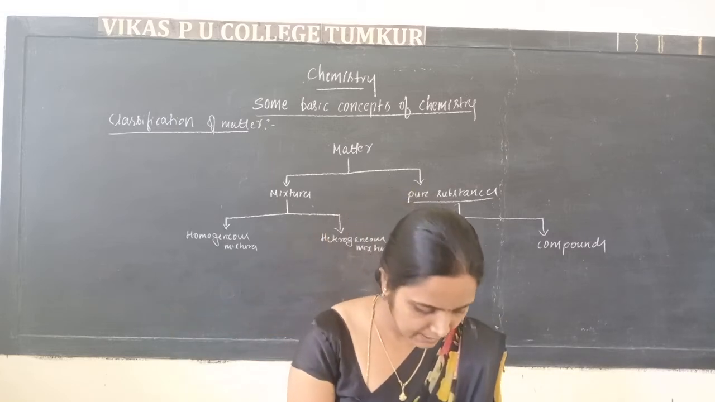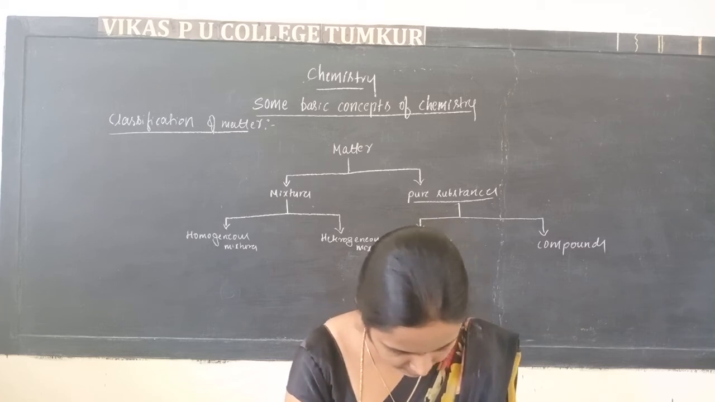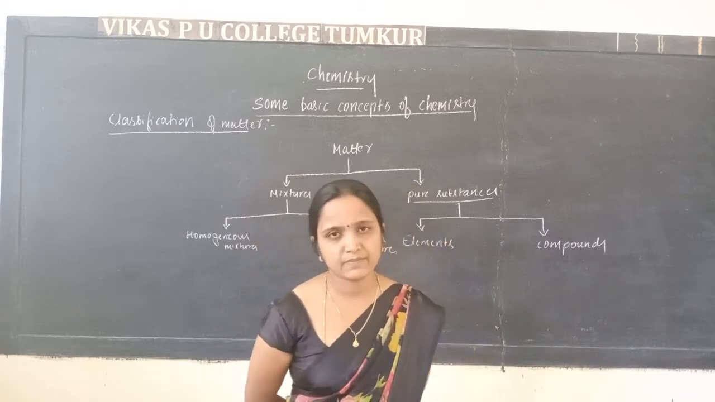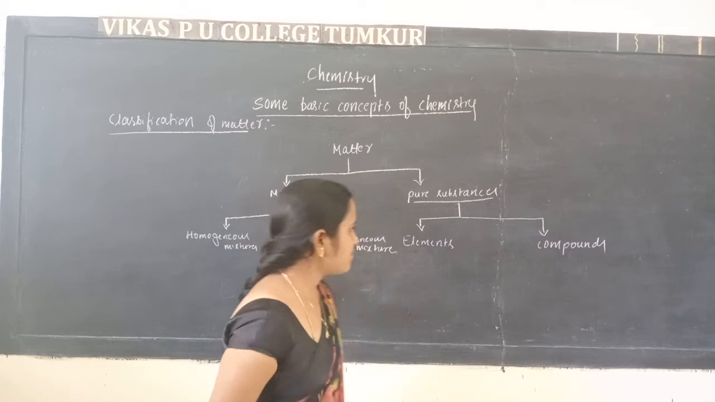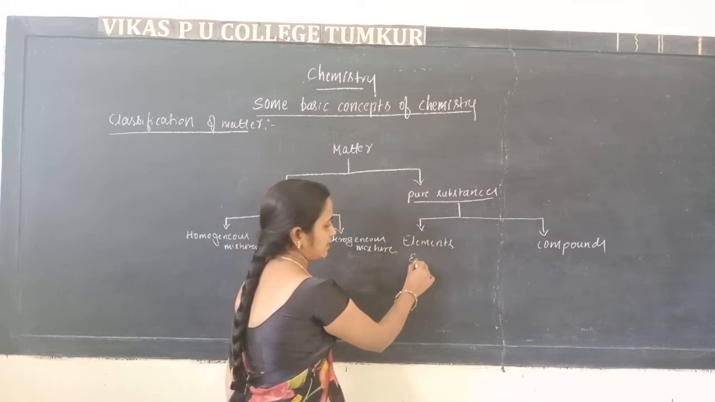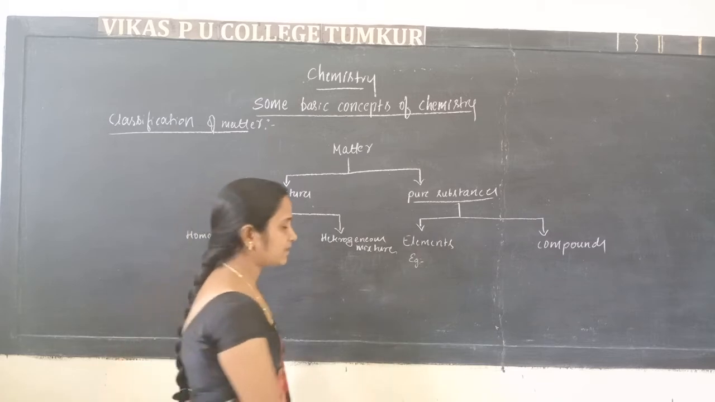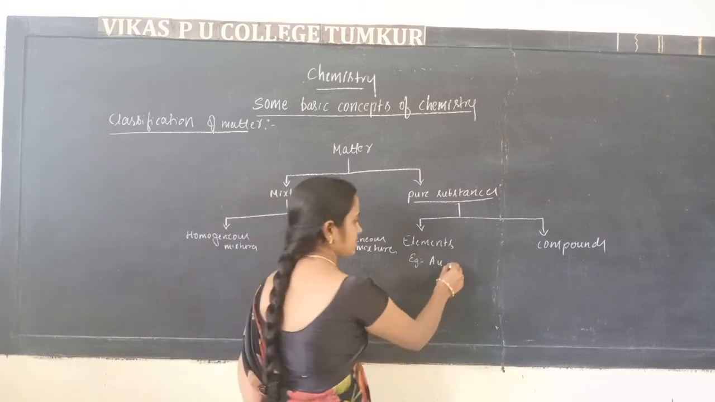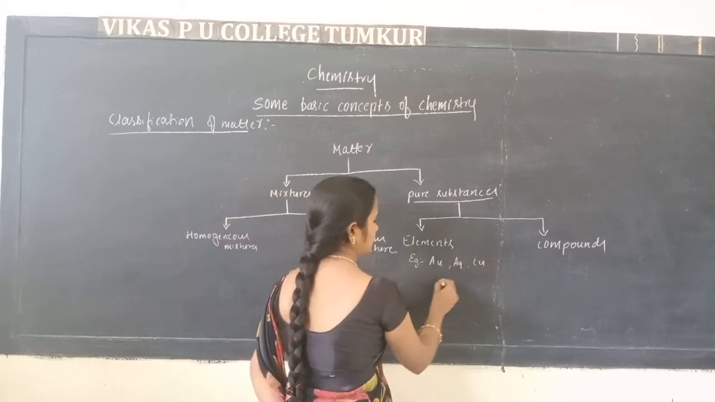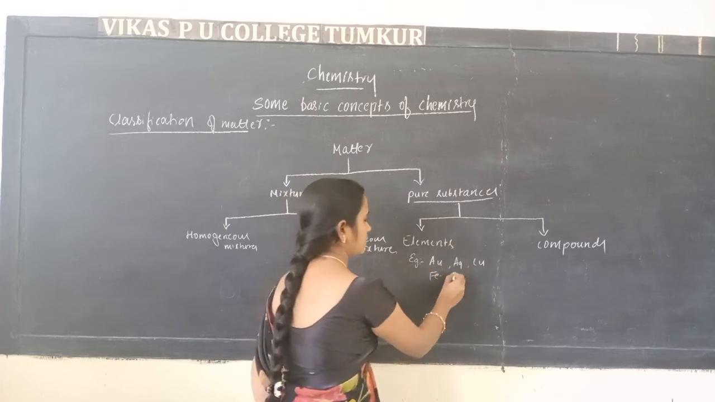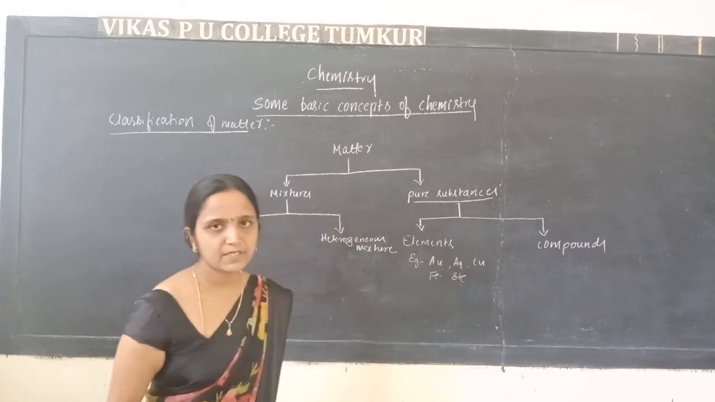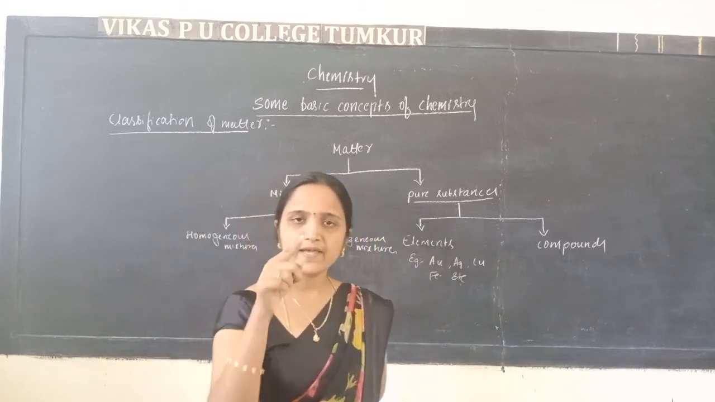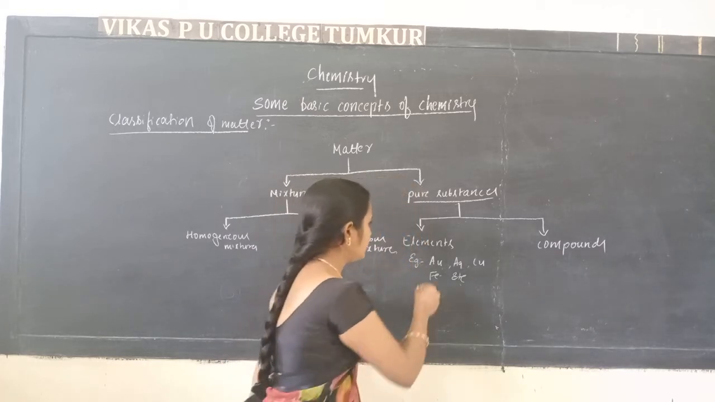Then I said that elements means the particles of the elements consist of only one type of atoms. Examples for this elements we can take: Au gold, Ag silver, then copper, then iron, etc. These are all examples for the elements. Means it contains only one kind of atoms, that we call as elements.